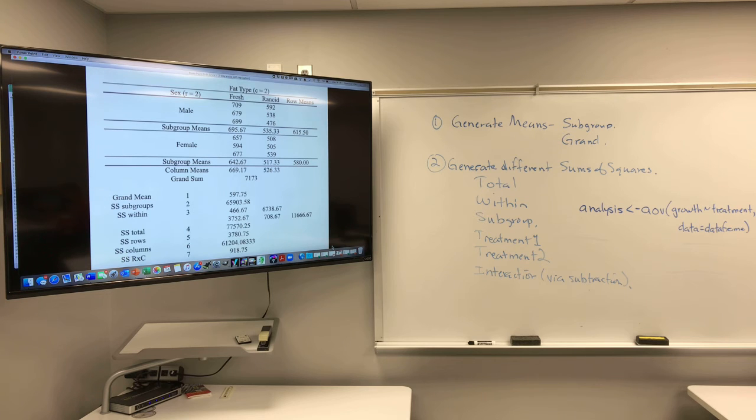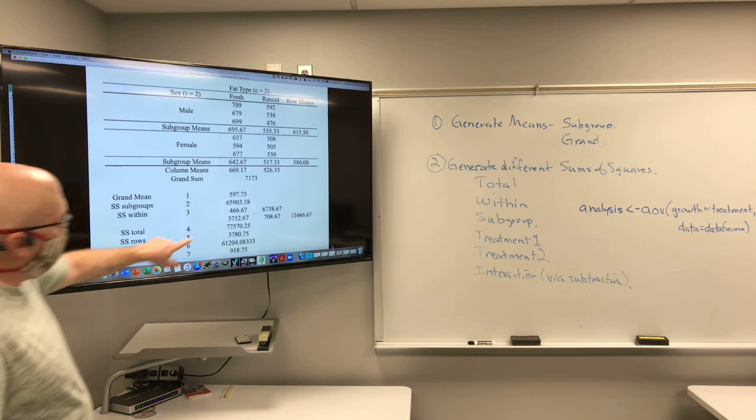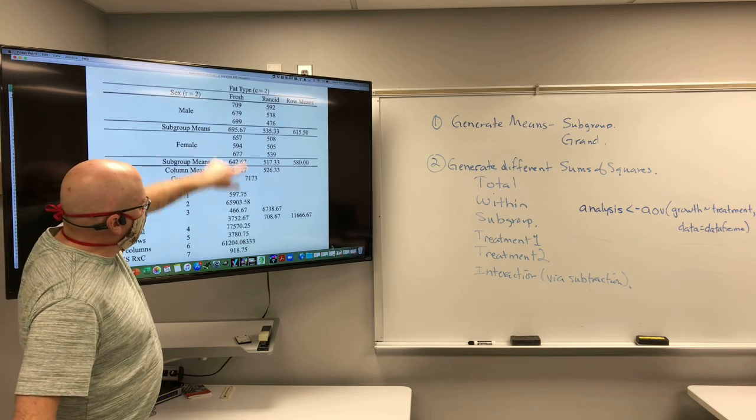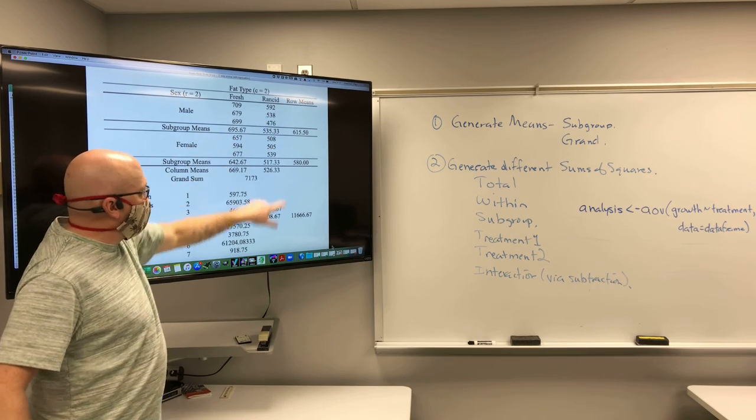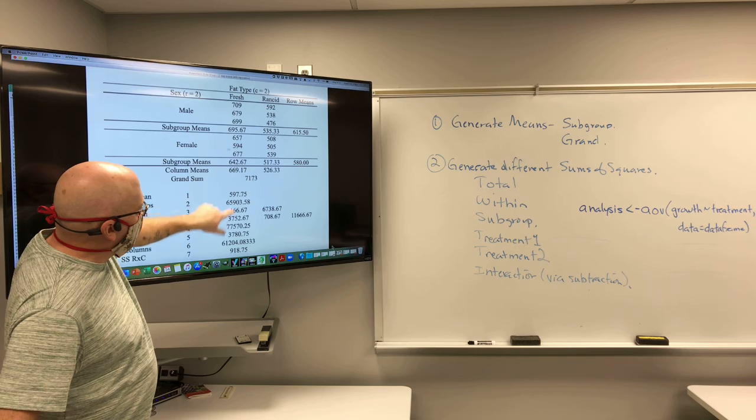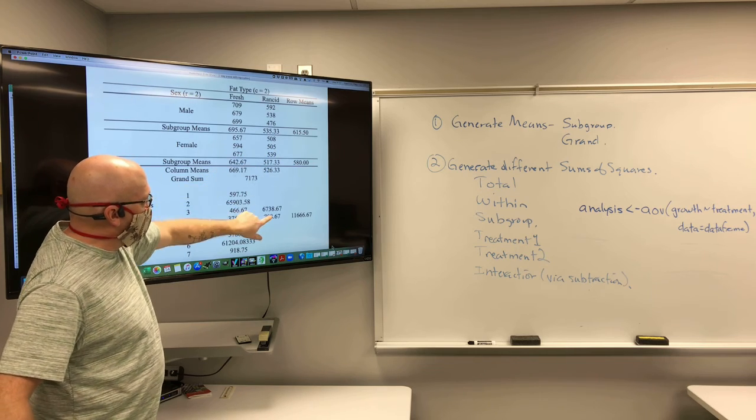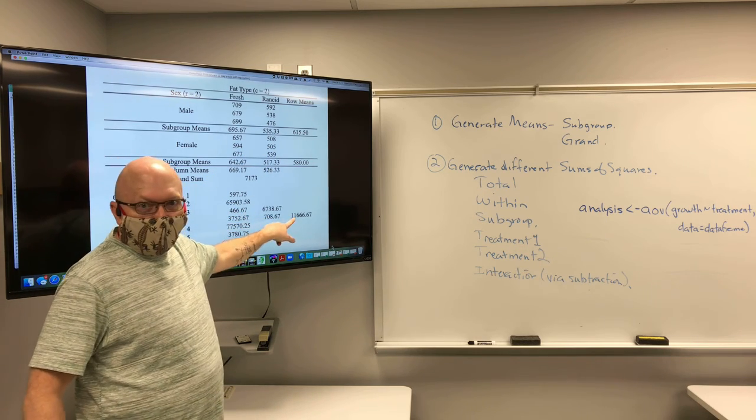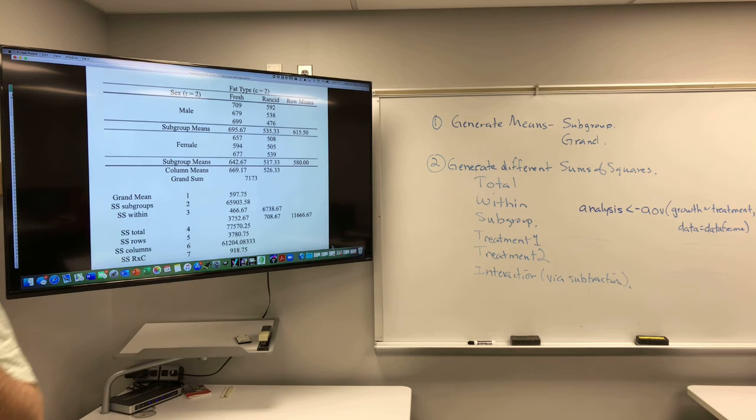But because you have 4 subgroups, you will have within sample variation from this subgroup, and from this subgroup, and from this subgroup, and from this subgroup. Those all get added up to give you your sum of squares within for the entire experiment. Does that make sense? Okay, good.